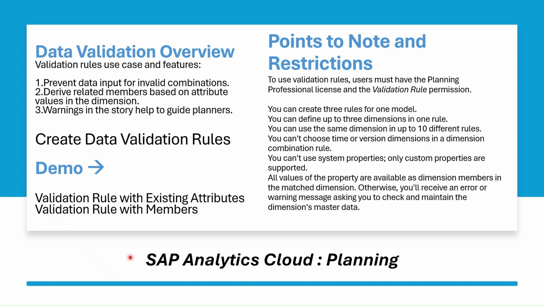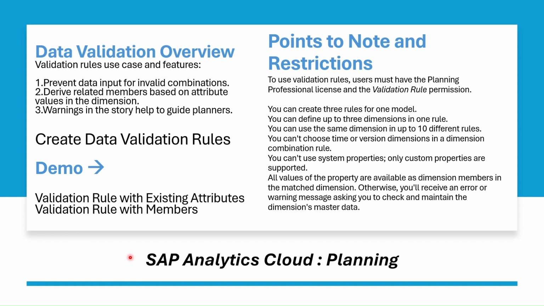You can use the same public dimension in 10 different rules. Like, I have 5 models, and in each model I can use that public dimension table, but one public dimension table can be used in 10 different rules. We cannot use dimensions like version and date in the rule combination. Version and date dimensions aren't available.